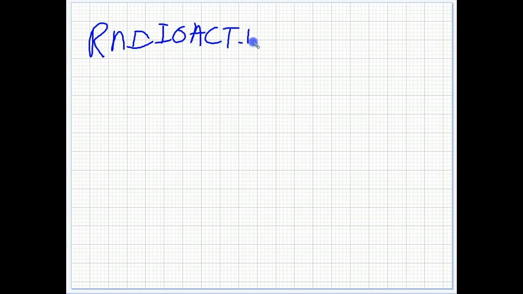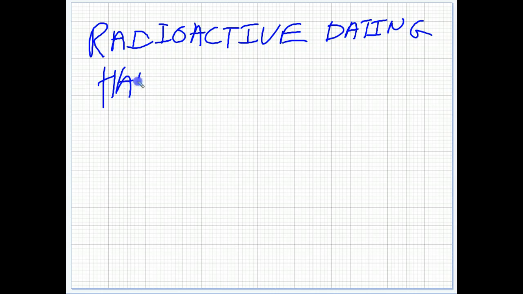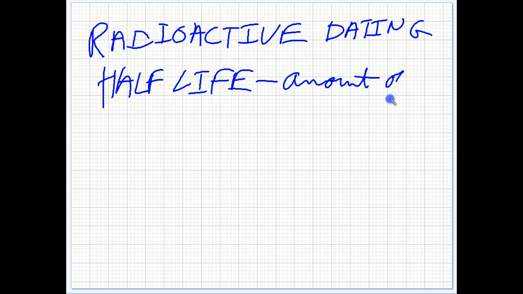I'm going to go to a new page for radioactive dating. This gives us nice, firm amounts of time that these organisms may have existed. Radioactive dating is based on the principle of a half-life. Radioactive elements have a half-life. It's the amount of time for half of a substance to decay.